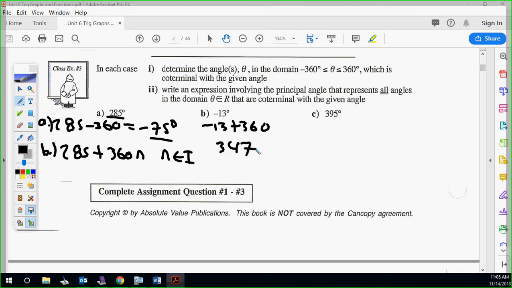So 347, which one's the principal? 347 is, right? Principal has to be the positive. Okay, principal, we want the positive piece. So then we go 347 plus 360n, n ∈ I.